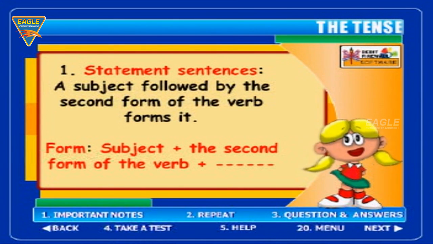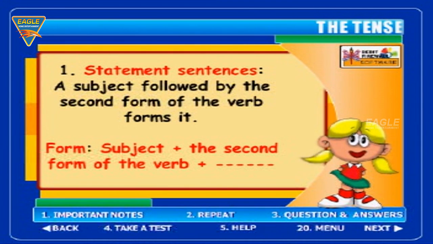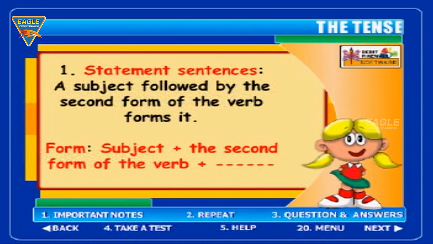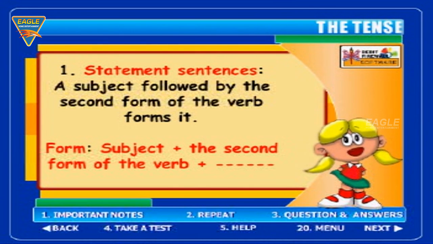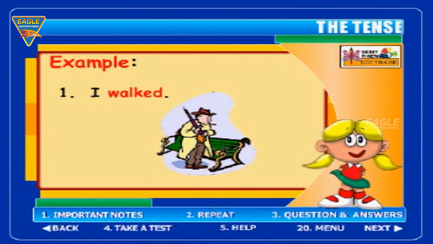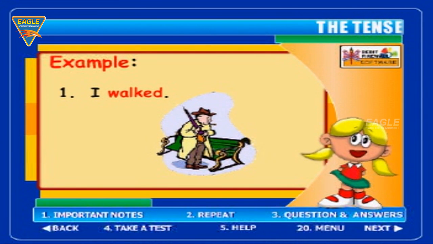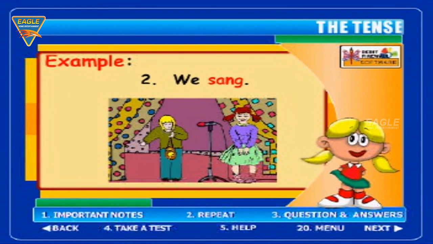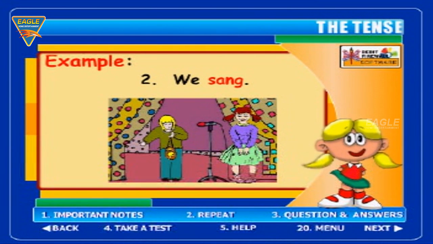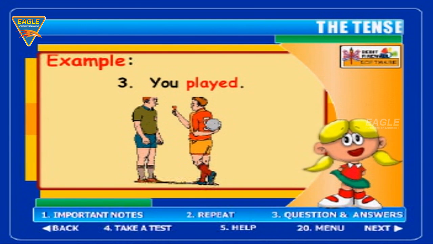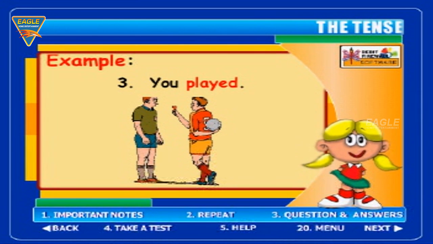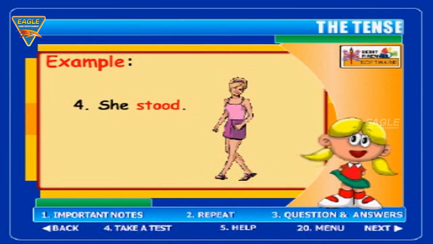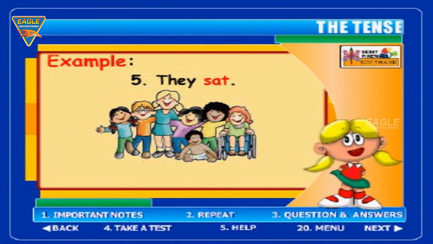Statement sentences. A subject followed by the second form of the verb forms it. Form: subject plus the second form of the verb. I walked. We sang. You played. She stood. They sat.